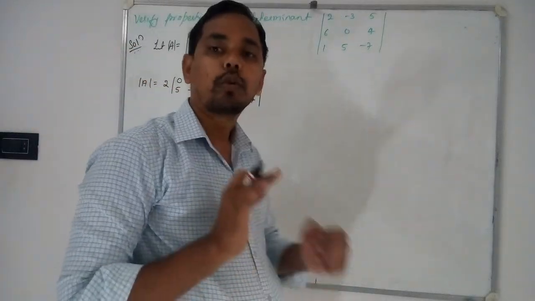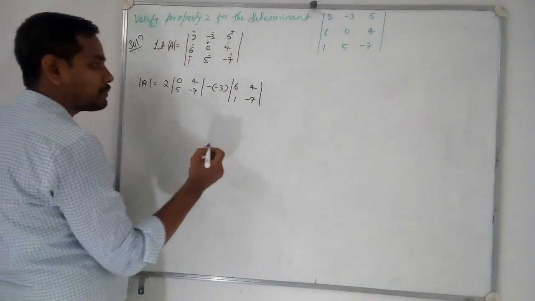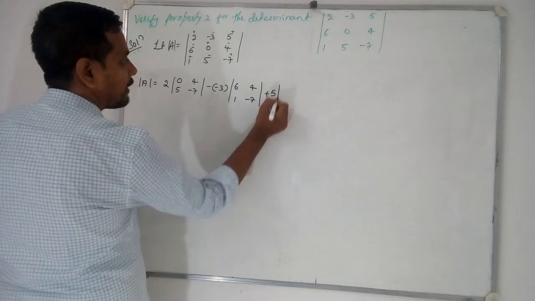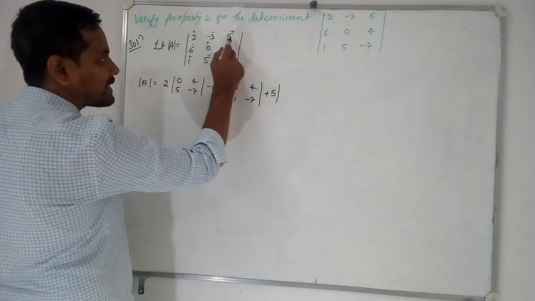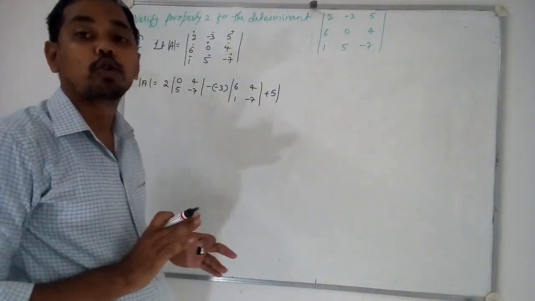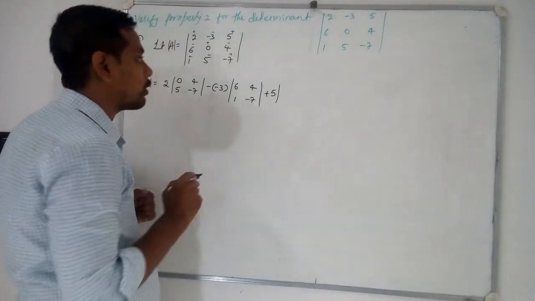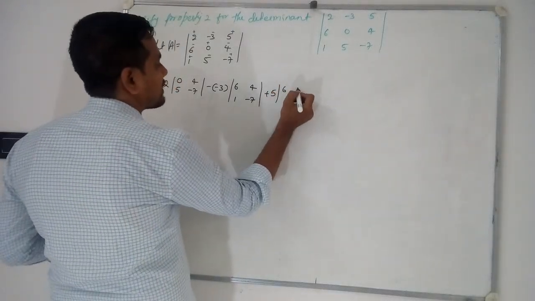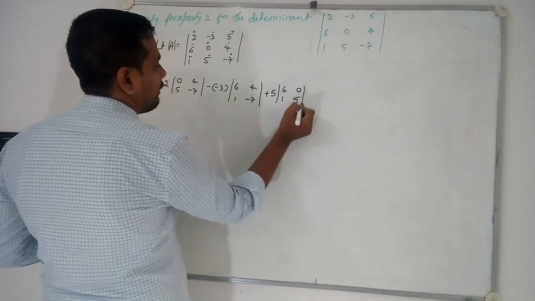Okay. So next, what is there here? Plus 5 into first row third column. 5 is there in first row and third column. So neglect first row and third column. So what will be left? 6, 0, 1 and 5.